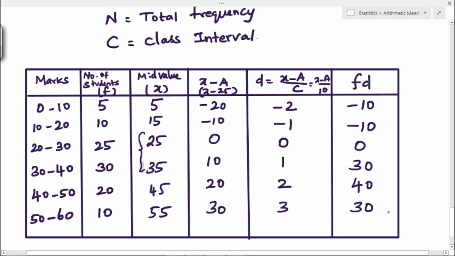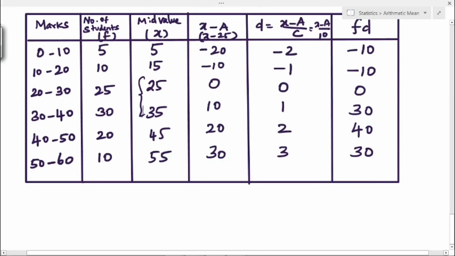Now you have to find the total of frequency and fd. We have to find this total because this is nothing but capital N. If you add all the values, 5 plus 10 plus 25 plus 30 plus 20 plus 10, that is 100. Similarly, you have to find the total of fd, because this is the sigma fd value. So the total is minus 10 minus 10, that is minus 20, plus 30 plus 40 plus 30. So the answer is 80.